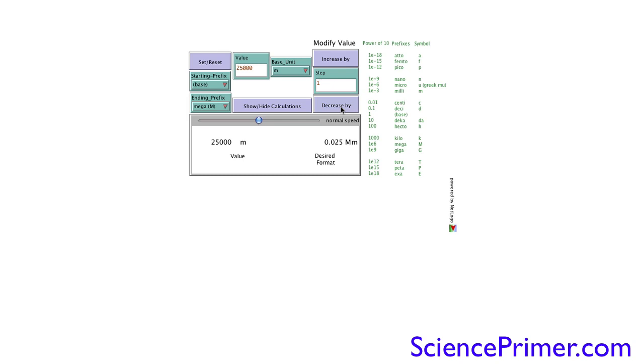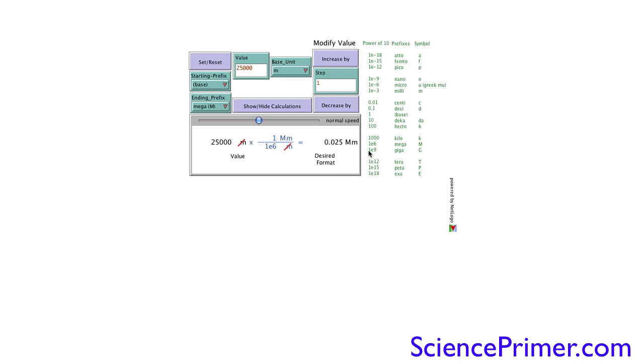The button in the middle labeled Show Hide Calculations makes visible the equation used to convert the starting value into the desired format. With the current values, the illustration shows that converting from meters to megameters involves writing a fraction with meters in the denominator and the target prefix megameters in the numerator. The values come from the table. In this case, there is 1 times 10 to the 6th meters in 1 megameter.